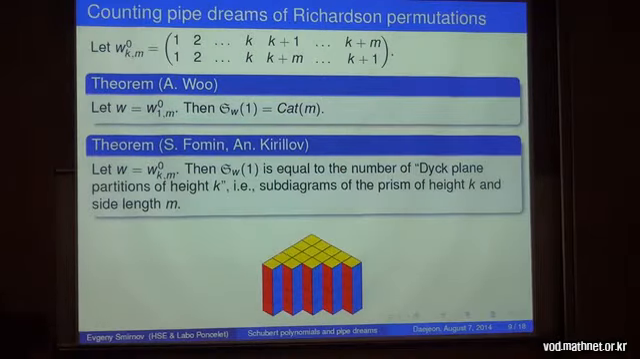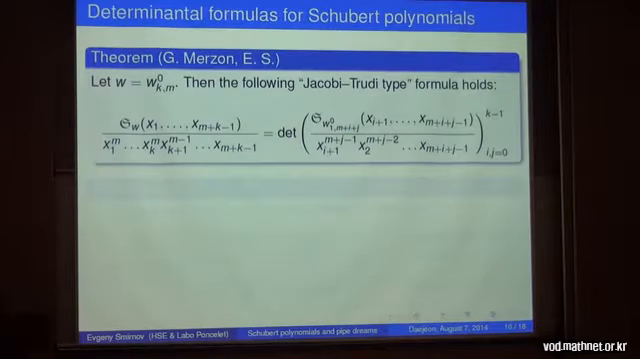So a theorem found by Fomin and Kirillov is that this number of pipe dreams is equal to the number of plane partitions of height k, or Dyck plane partitions of type k, namely subdiagrams of such a prism. So for k equal to 1, you have a prism of height 1. So you just get subdiagrams of this yellow guy. And in the general case, you have three-dimensional subdiagrams of this three-dimensional Young diagram. And this number also has a determinantal formula.